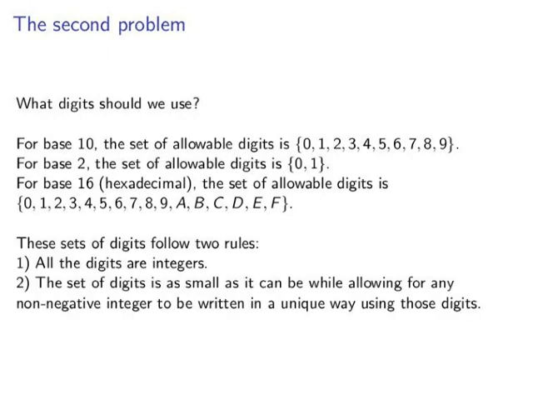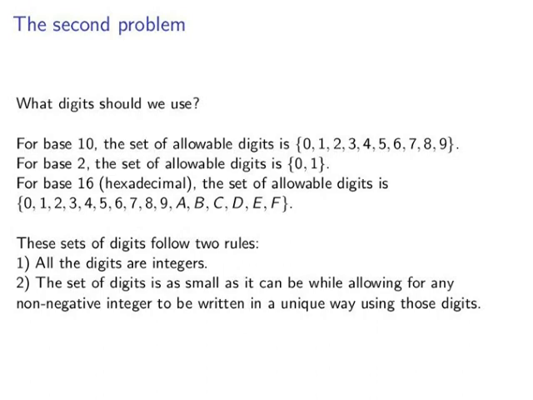Now these sets of digits follow two rules. The first rule is simply that all the digits are integers, and this is a rule that we'll want to keep. You can have non-integer digits, but that's a whole other massive rabbit hole to fall down. So let's just stick to integer digits.